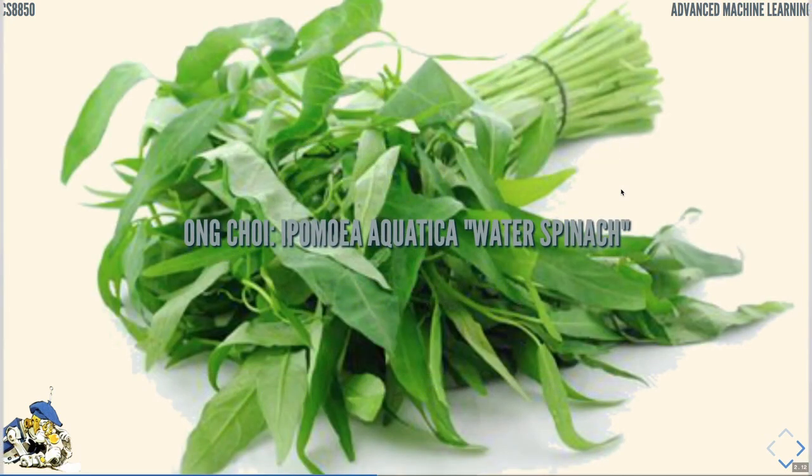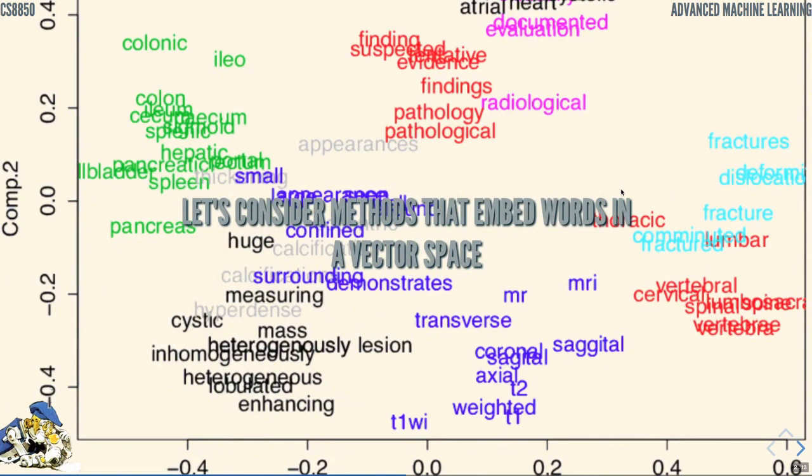Ong choi, water spinach. Our goal in this lecture, or my goal in this lecture, is to show you various methods of embedding words in vector space such that words that are similar in their use in the language or meaning, that's how we define it, or at least that's how Ludwig Wittgenstein defined it, end up together in this vector space.